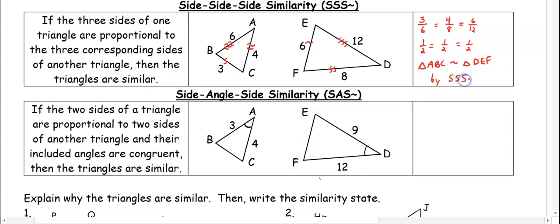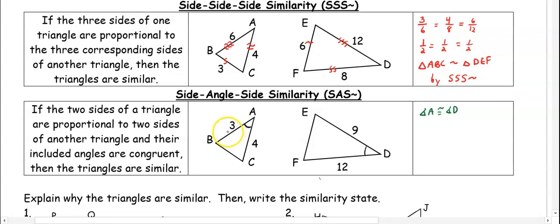The last method then is side-angle-side similarity. So in side-angle-side similarity, if two sides of a triangle are proportional to two sides of another triangle, and their included angles are congruent, then the triangles are similar. So as we see here, angle A and angle D are between the sides with the length. So we also see by marking angle A is congruent to angle D.